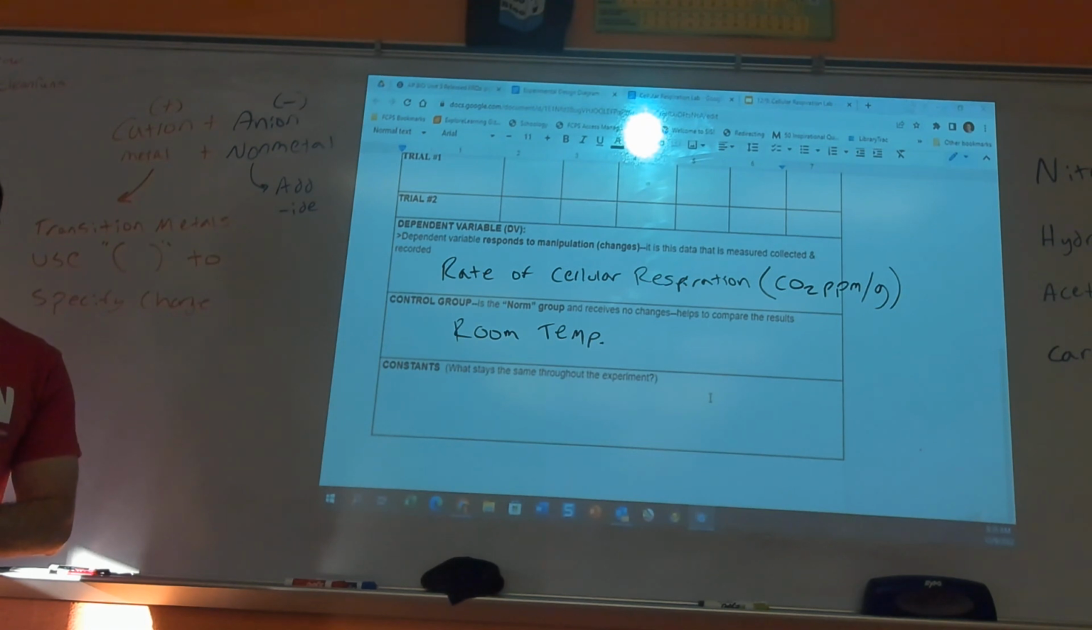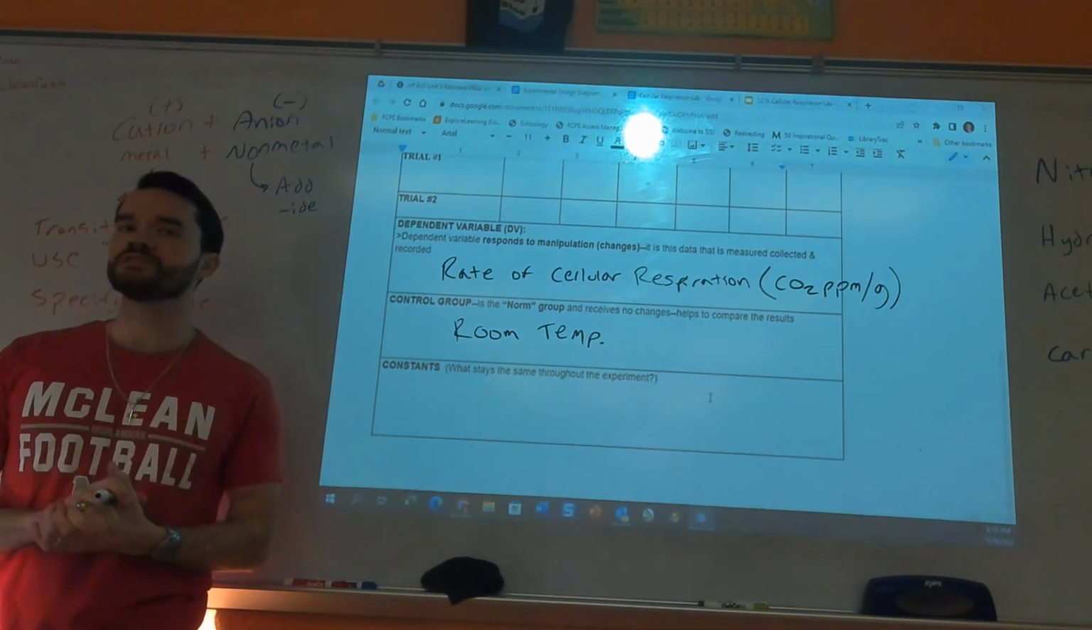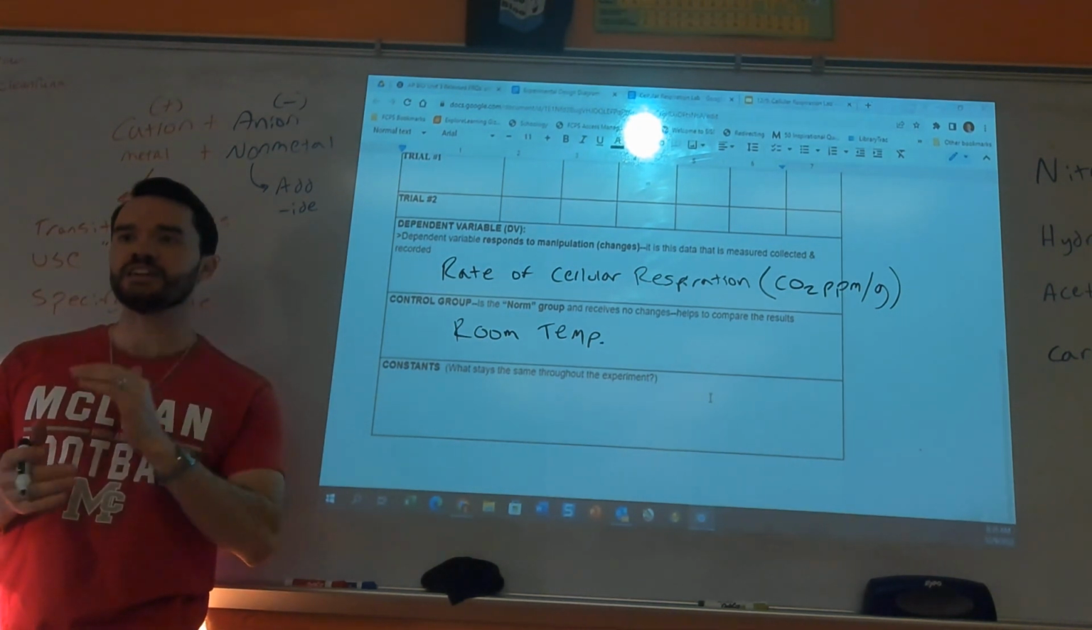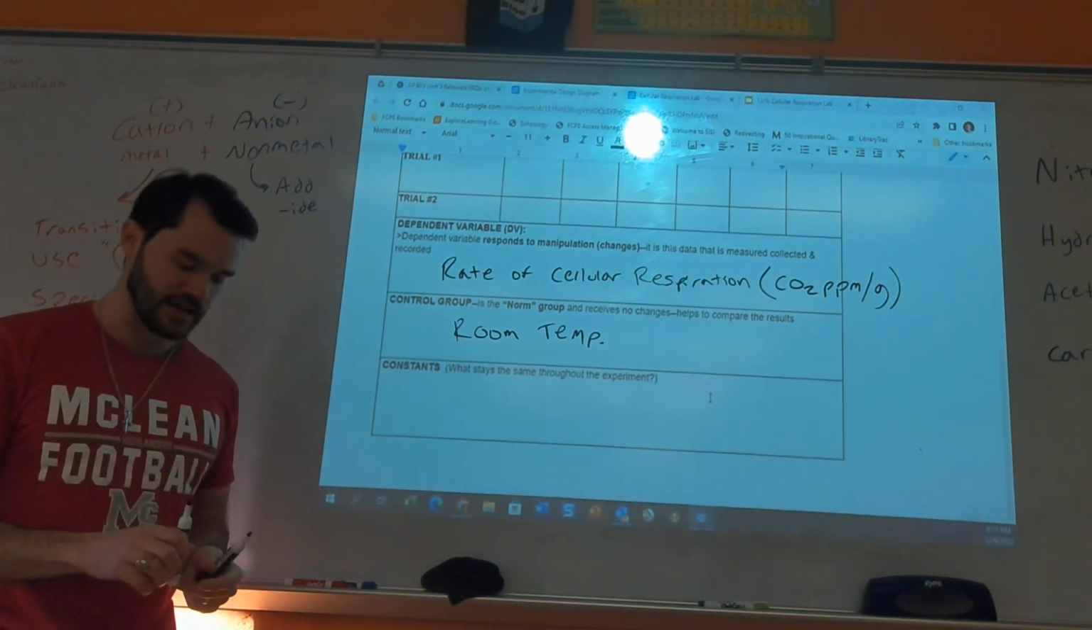This one's a little more like common sense. Like, what am I keeping the same? Say weight? Yeah. Ideally, the mass would be the same. Now, for the worms, we don't have enough worms to keep it the same, like to do 15 grams. But yeah, ideally, you would keep the mass the exact same.